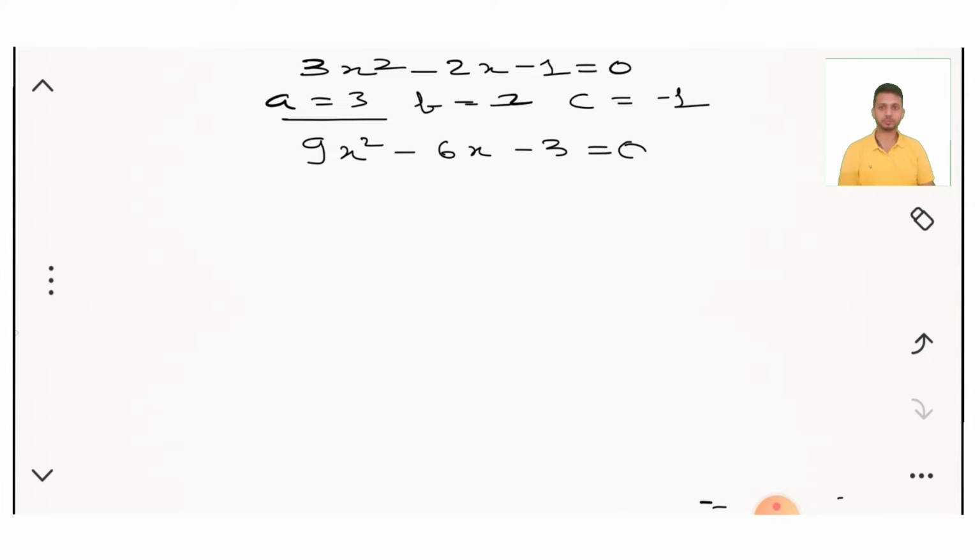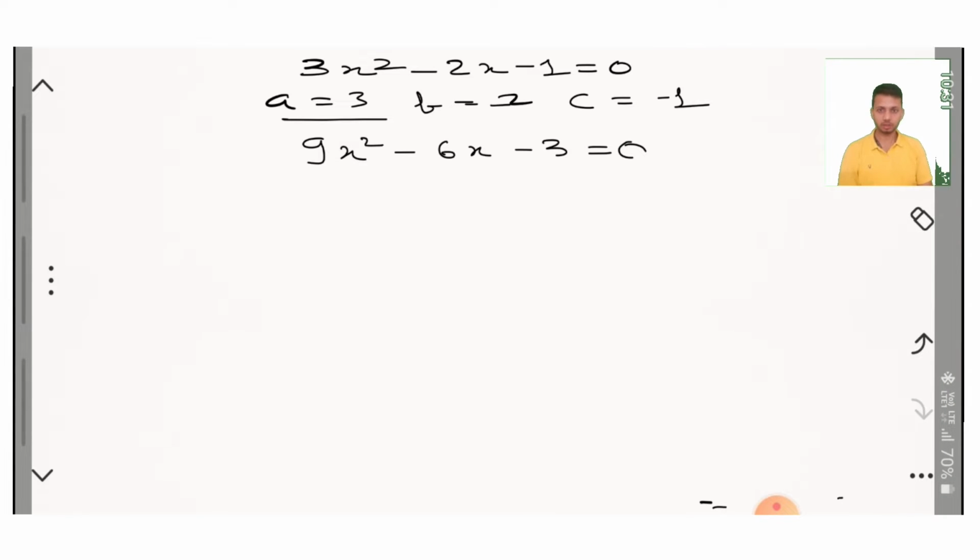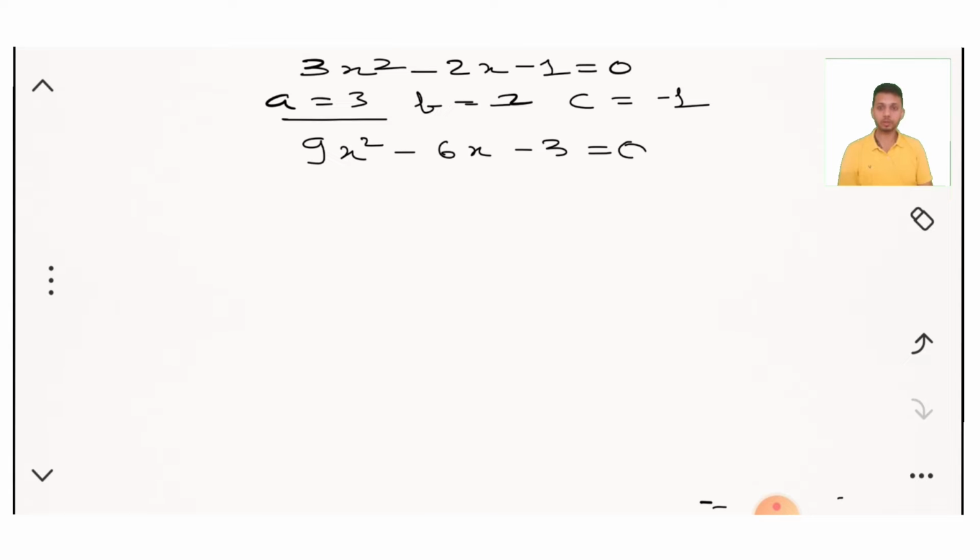Yes or no? This is your required equation. Now the value of a changes to 9, the value of b is minus 6, and the value of c is minus 3. Okay, now what do we have to do?